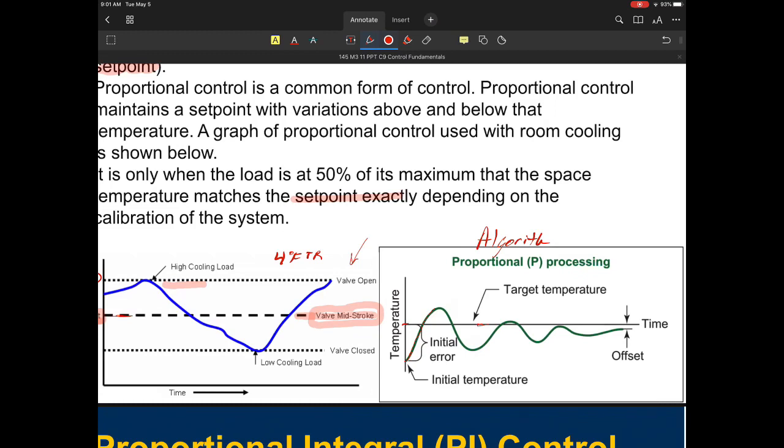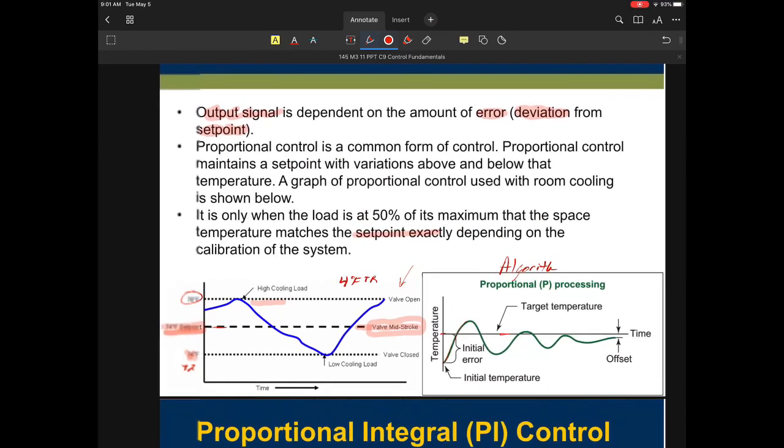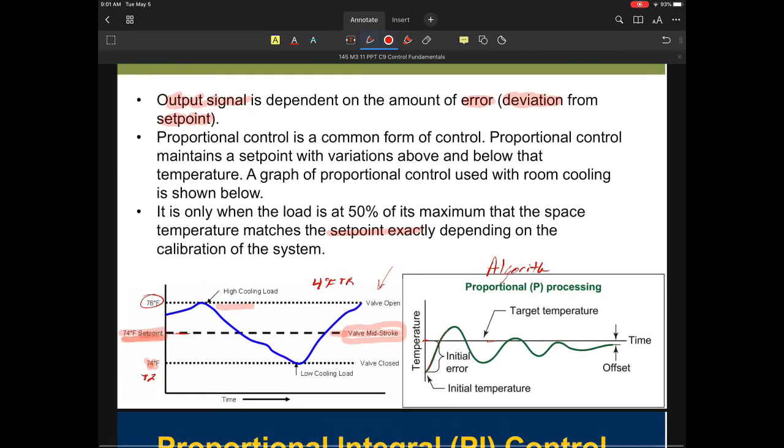So what happens sometimes in commercial applications is you end up having to calibrate a system for this happy medium, where the system is set up so that when we're doing cooling, we're always going to be maybe a degree or two warmer, and when we're heating, we might be a degree or two colder than the set point. And sometimes that just happens depending on the type of control strategy or system that they're using.